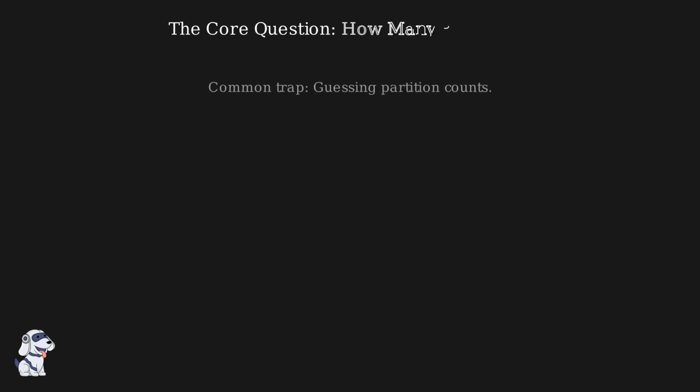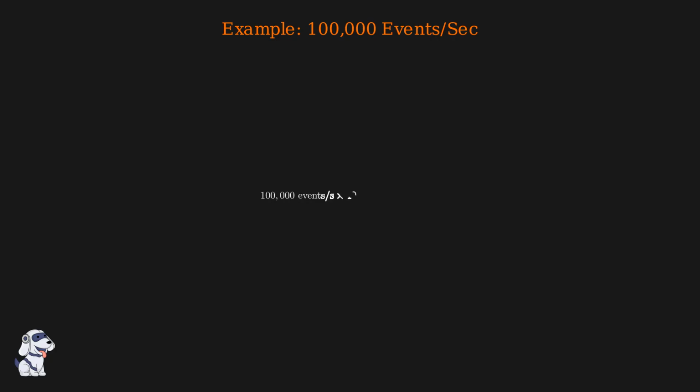A common mistake in system design is simply guessing the number of partitions. Guessing leads to either massive waste or performance bottlenecks down the road. Consider a system handling 100,000 events per second, with each event at 400 bytes. This results in a raw throughput requirement of 40 megabytes per second.